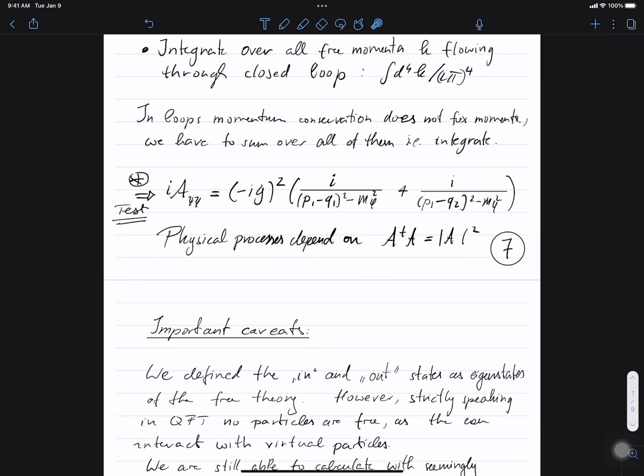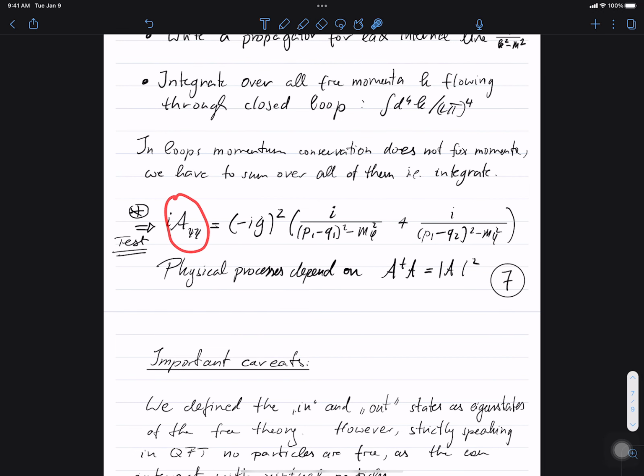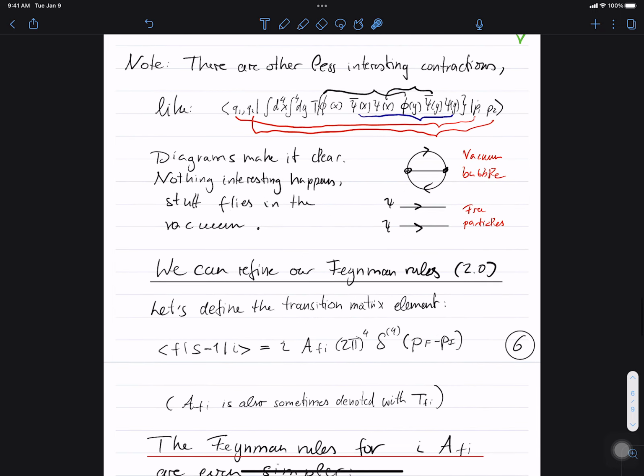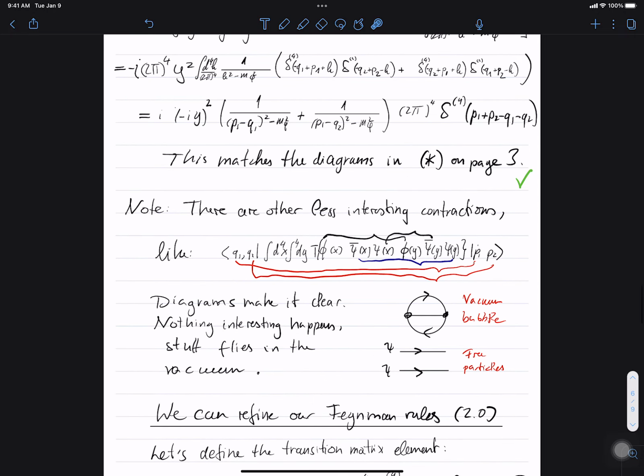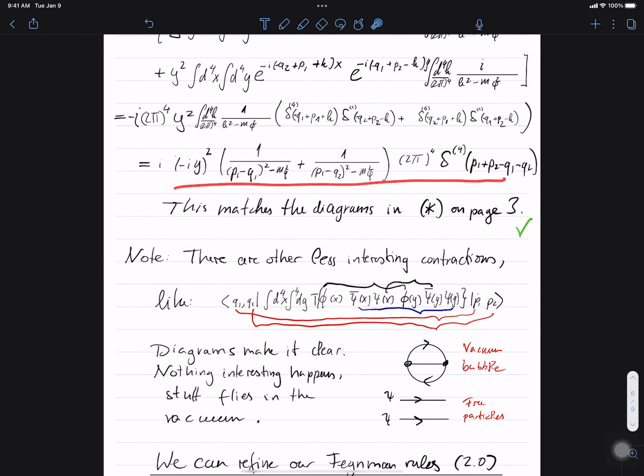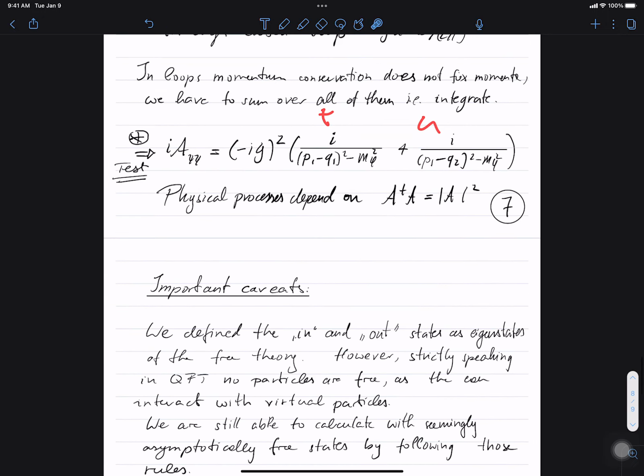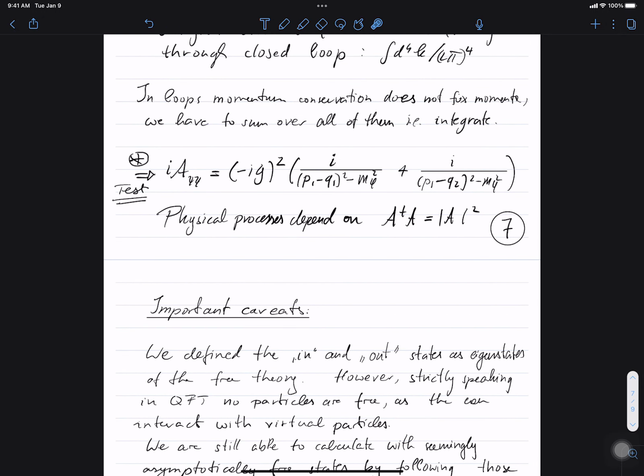So now, applying the rules again, this iA_ψψ, the amplitude, is just negative iy squared, and then the sum of the two propagators of the t and u channel. Perfect, that matches exactly what we found by this technique and by the previous evaluation above. Now what I want to mention is that the physical processes we are interested in depend on the absolute value squared, so these A dagger A products of the amplitudes, and we will come in the next lecture to the evaluation of those products.